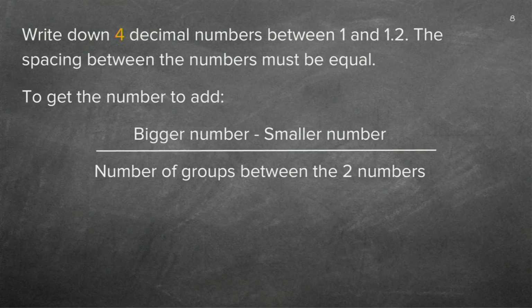Okay, now it's going to be a little bit more difficult question. Write down 4 decimal numbers between 1 and 1.2. The spacing between the numbers must be equal. So I'm giving you a hint here. To get that number, you're going to take the bigger number and subtract the smaller number to see what we work with, and then divide it by the number of groups between the 2 numbers. Now please make sure, always draw a picture.